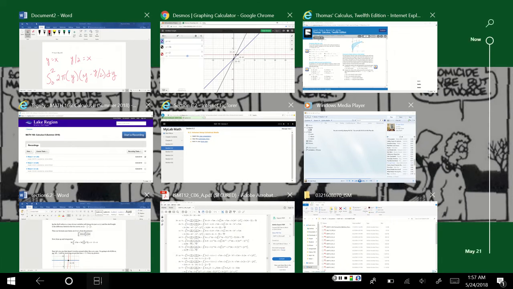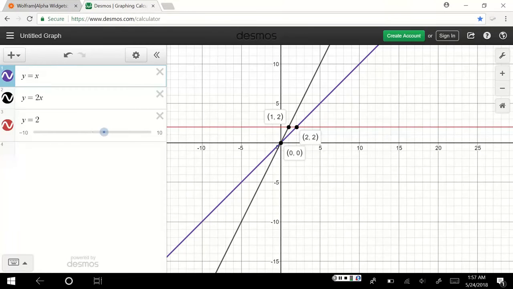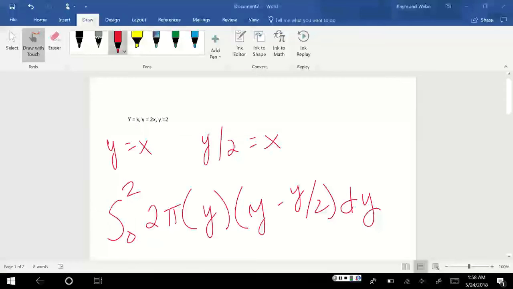Now, how did I know which one to do? Well, I'm always starting with the one that is farther from my axis of revolution. So this top one, y, is farther from my axis of revolution, which is x. So that's the one that's going to go first.